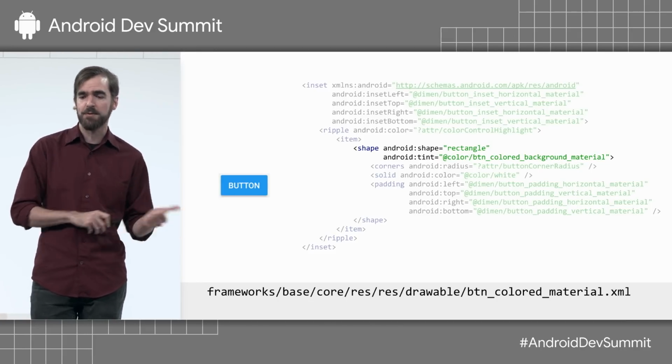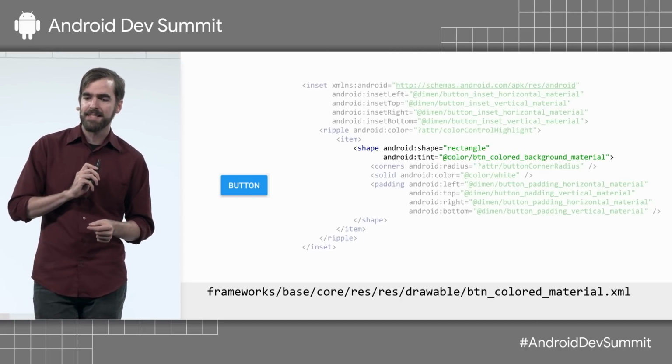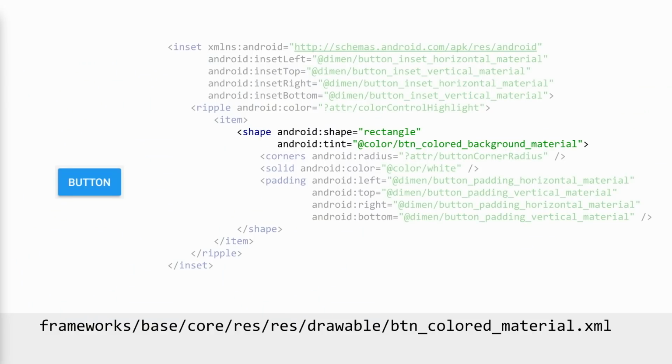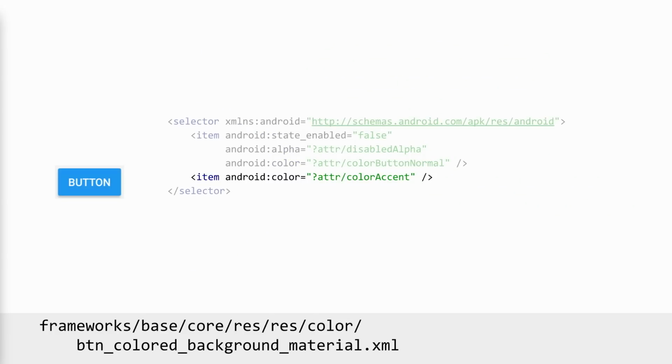We have a shape. It's a rectangle. It is colored with a tint, which is our button_colored_background_material. This gets applied to the white color of the shape, so it's got a solid white fill here. So let's dig into that tint and see what's going to be applied on top of that white color. It is our color accent. So this is a color state list. It is named button_colored_background_material.xml, which is the exact name of the color that we were just looking at. Again, a very clear line of indirection.